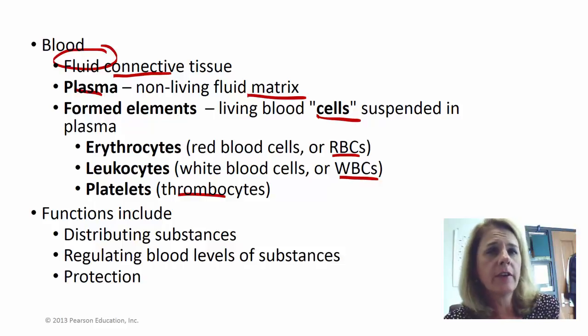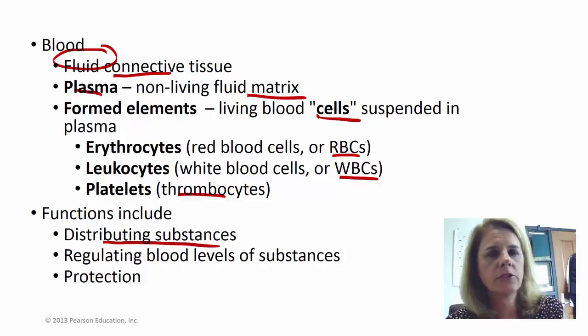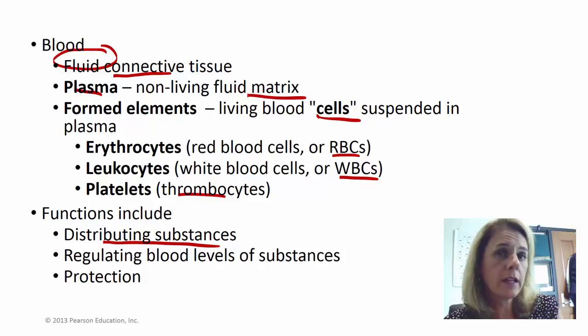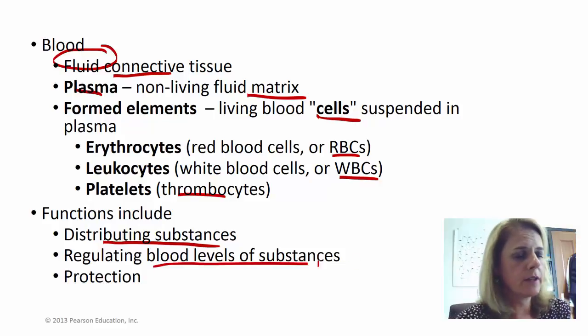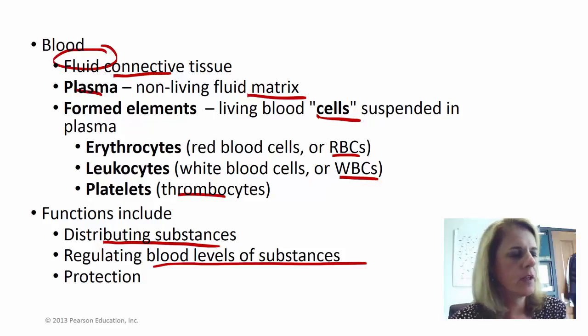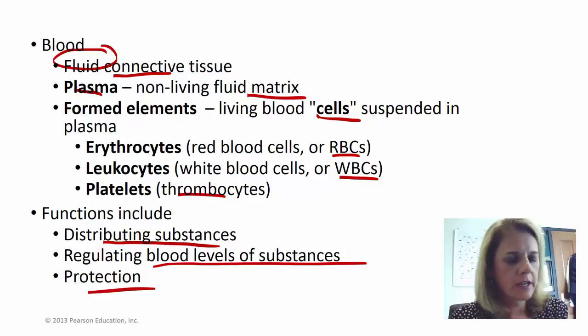Now the blood does various different things. It's multifunctional, and one of its jobs is to distribute substances. Maybe oxygen, carbon dioxide, sugar, hormones, anything that needs to move throughout the body can be carried through the blood. Blood also regulates levels of things like glucose and hormones, so it has a regulatory function, and then also protection.